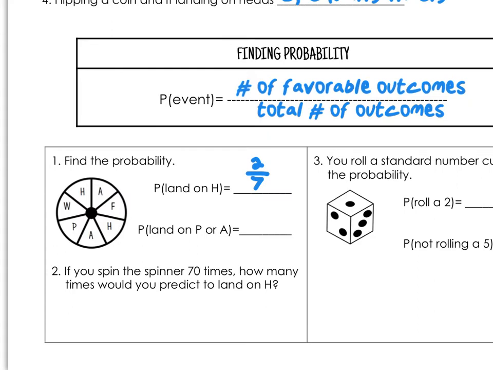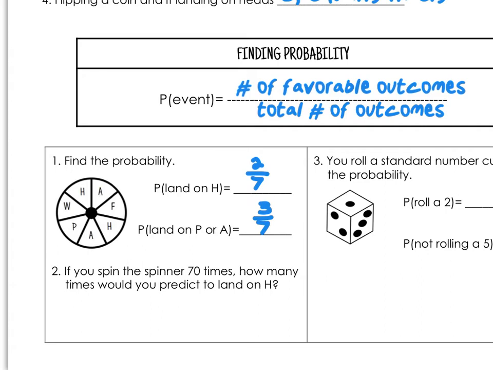So now let's take a look at problem number 1b, the second part, where it says the probability that the spinner is going to land on P or A. So now we're going to look at all the sections that have either letter, P or A. So we have 1, 2, 3. And so there are 3 outcomes that could be P or A, and there's still a total of 7 slices. So now our answer is going to be written as a fraction, 3 over 7.